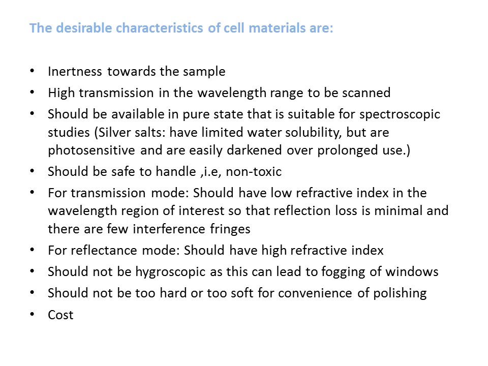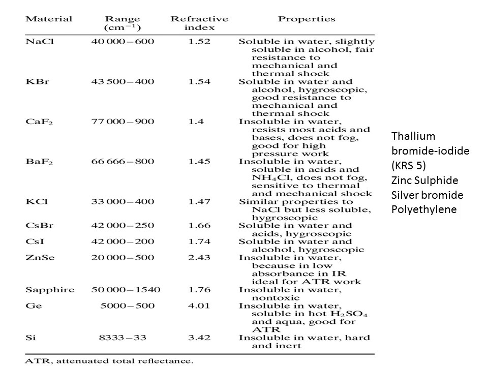During polishing of the windows, the material should not be too hard or too soft. If it is too hard, you cannot polish it, and if it is too soft, it will result in over polishing and a change in the path length. Similarly, you have to take into consideration the cost of the material. So these are commonly used materials for making the cells.